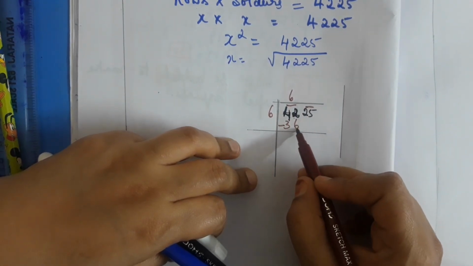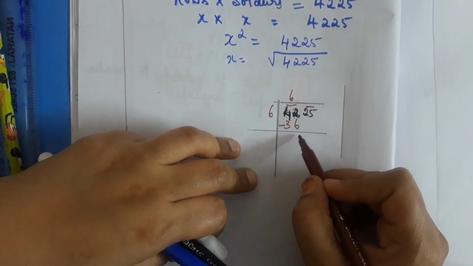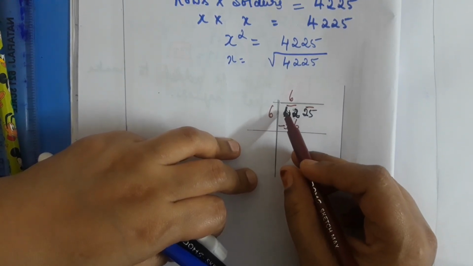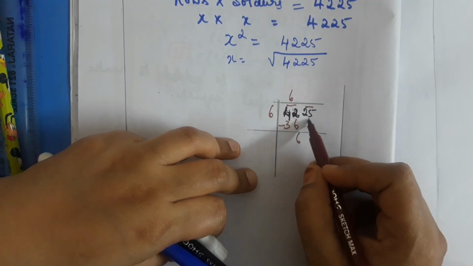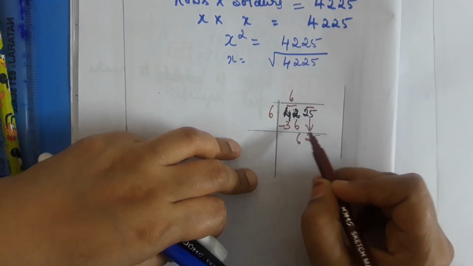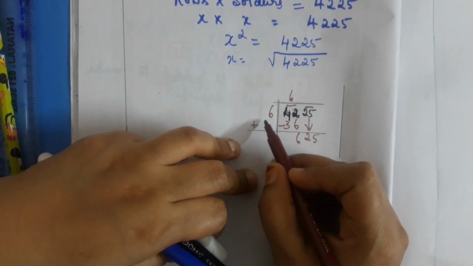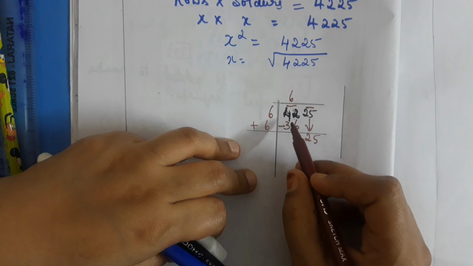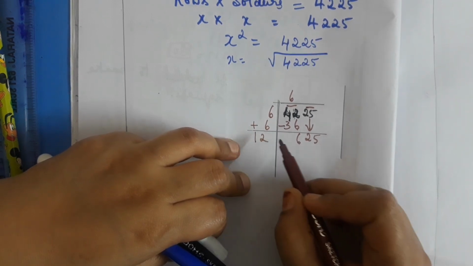Now subtract. 2 minus 6 we can't subtract, so borrow 1 here. It becomes 12. 12 minus 6 is 6. Now 4 will become 3 because it gave 1 to its friend. 3 minus 3 is 0. Then bring down 25. That is the subtraction method. I explained in detail. 6 plus 6 is 12.